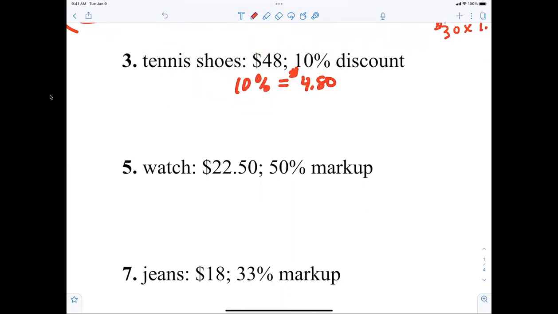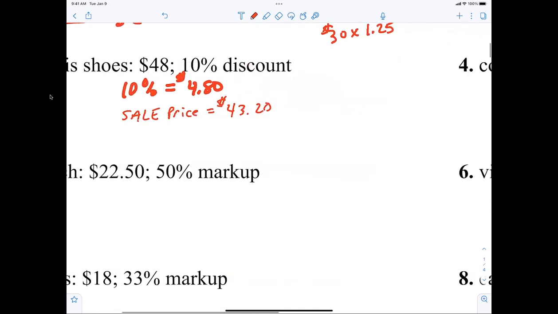$52.80. You mean you're going to pay more for the shoes when there's a discount? Oh, I did it wrong. What are we supposed to be doing now with the 48? Yeah, you're supposed to subtract. So the sale price is going to be how much? $43.20. Is that right? Everybody okay with that?